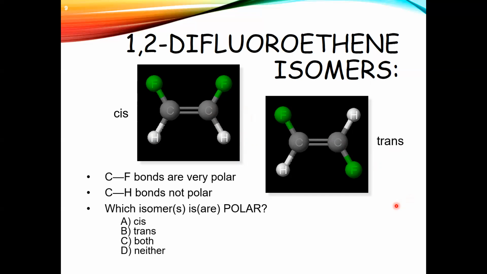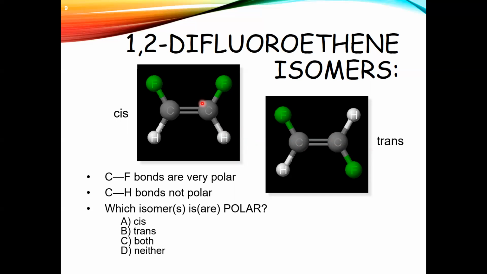All right, let's talk about this. So in the trans conformation, we have this polar bond right here. So the dipole is pointing from the carbon through the fluorine. In this other one, we have carbon going through the fluorine. So we have two dipoles in here, but they're actually pointing in opposite directions. So the trans conformation is not polar.